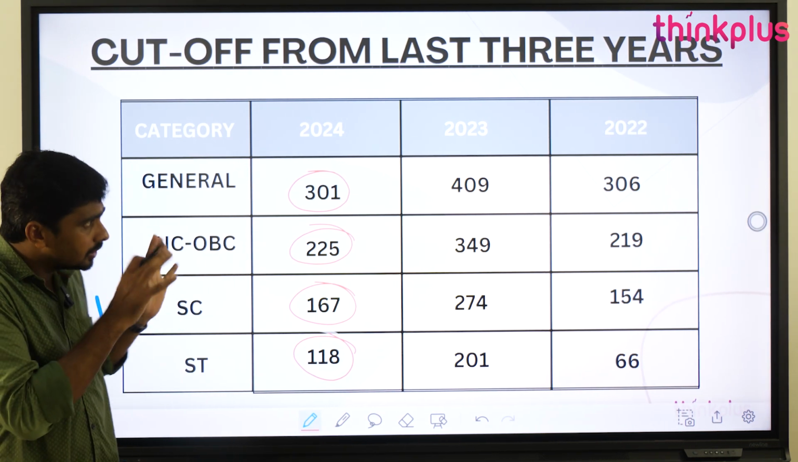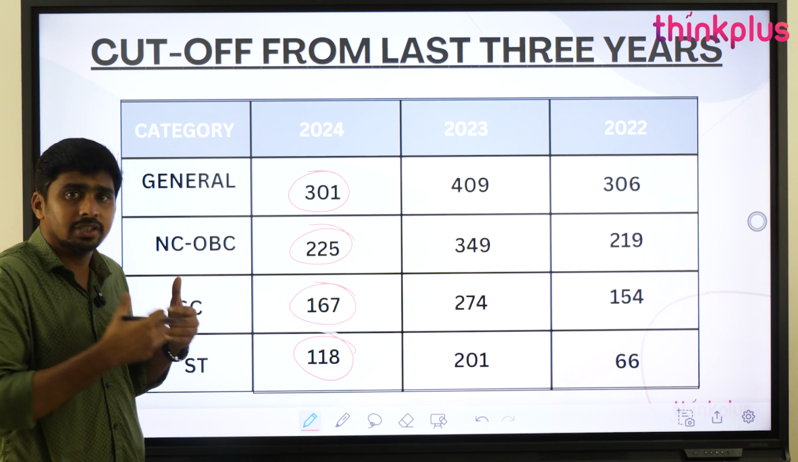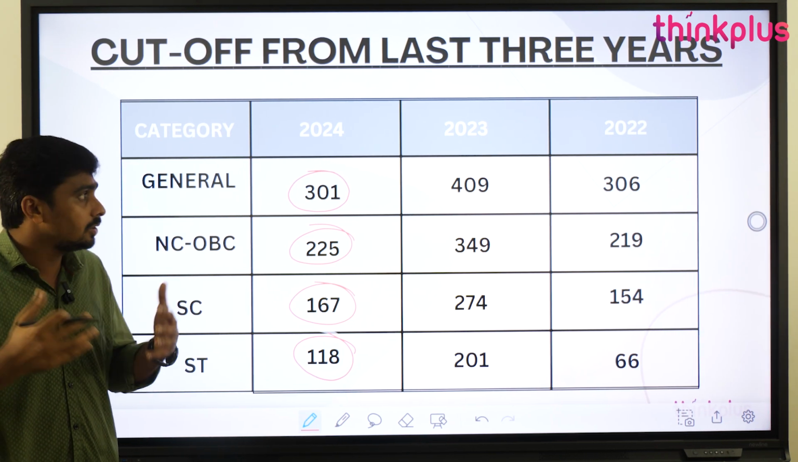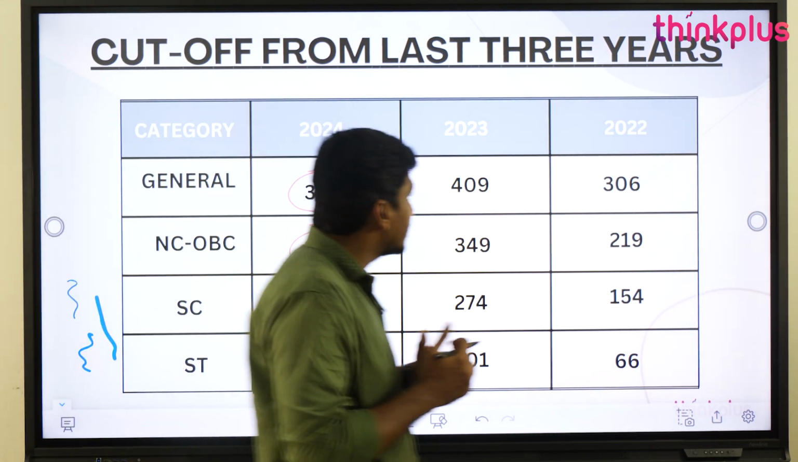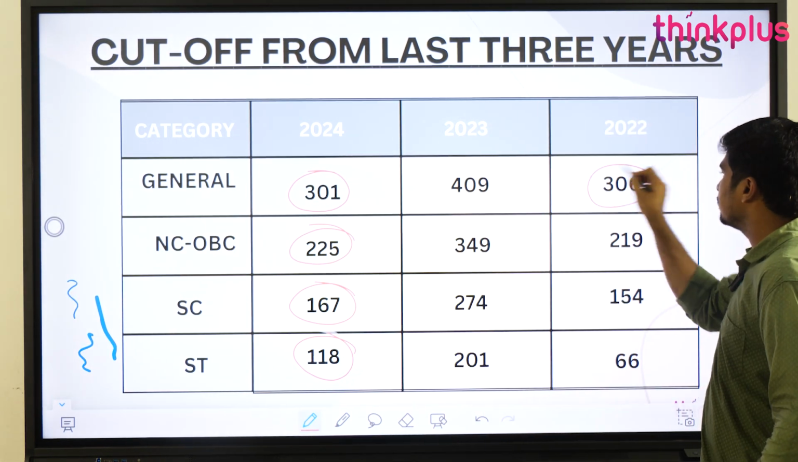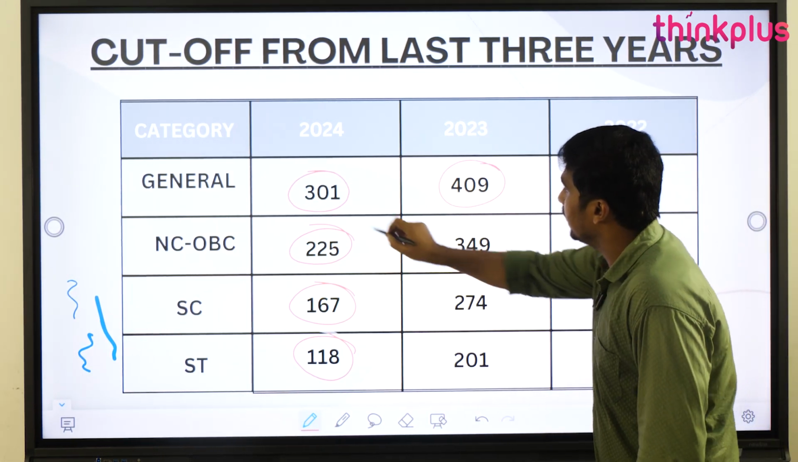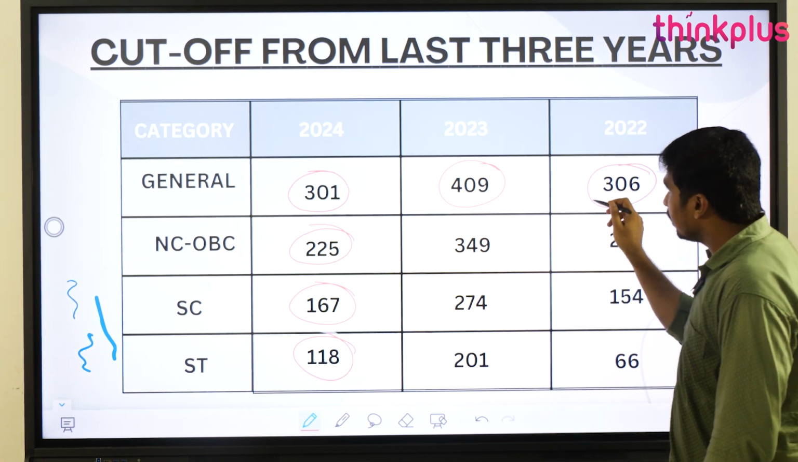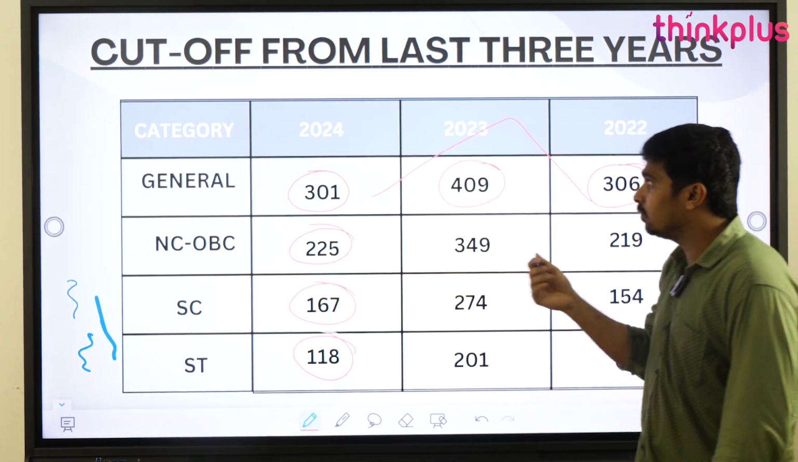Don't just depend on it. It's good to have a 40%, 50% higher score than the actual cutoff marks. And if you look at the cutoffs, they keep changing. In 2022 it was 306, then 409, again 301. This means the cutoff goes up and comes down, and it's very volatile.